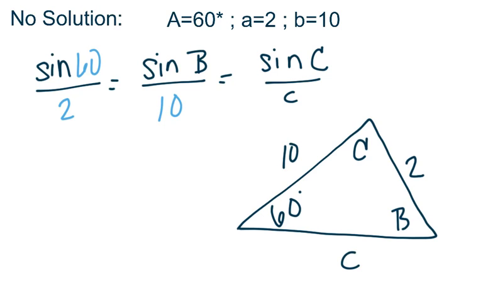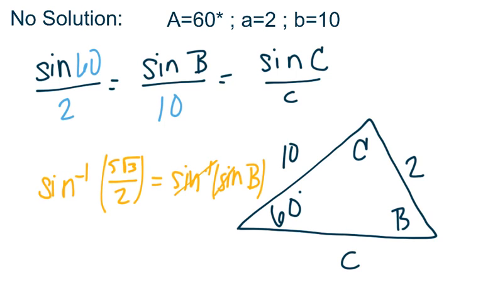We know the sine of 60 from our unit circle is root 3 over 2. So root 3 over 2 divided by 2 gives us root 3 over 4. And we can set that equal to sine B over 10. I multiply both sides by 10. Now, to isolate B, I need to apply sine inverse to both sides so I can cancel this sine. So I get the sine inverse of 5 times root 3 over 2 equals my angle B.